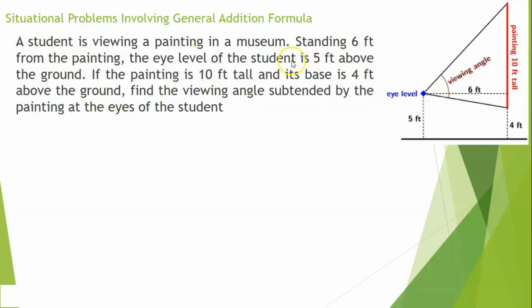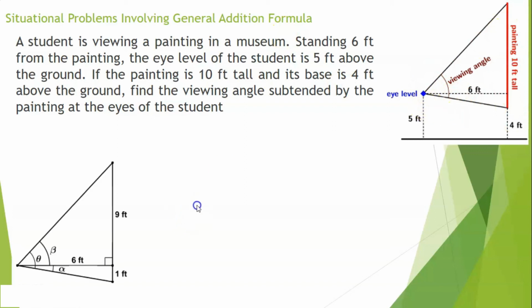So take note, illustrating this, we will end up with this. Or it's simply the same as this one. This is 4 feet above, so plus 10, that's the height of the painting. The student is 6 feet away, and 5 feet above the ground is the eye level of the student. So let theta, this angle here, be the viewing angle. And theta is the same as angle alpha plus angle beta, as shown here.